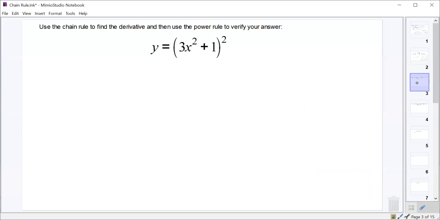All right. So this one's very similar to the one we just did, right? We're going to use the chain rule to find the derivative, and then we're going to distribute it out and use the power rule just to make sure that we did it correctly. Sound good?